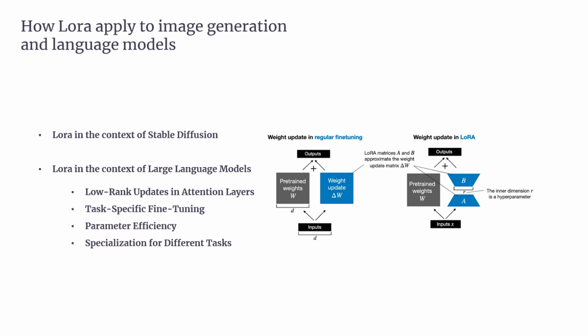4. Specialization for different tasks. LoRA allows LLMs to be specialized for different tasks, such as summarization, translation, question answering, or domain-specific tasks like law or medicine, by training different low-rank adaptations for each task. You can effectively have a single pre-trained LLM that adapts to multiple tasks by learning different low-rank matrices for each specific task or dataset.